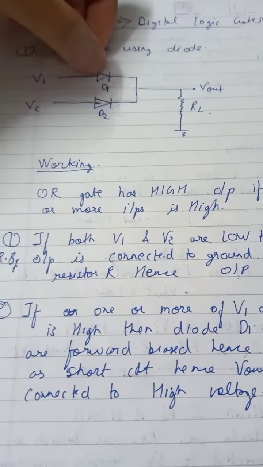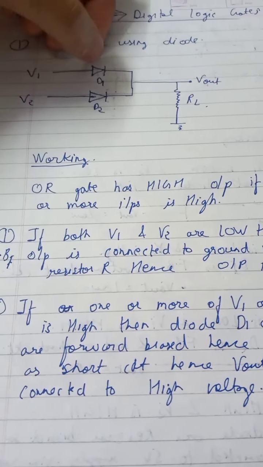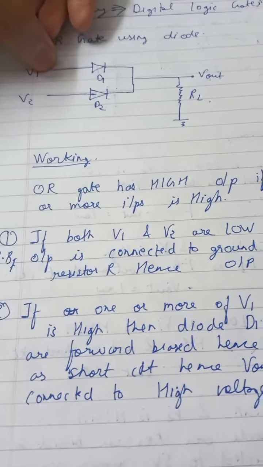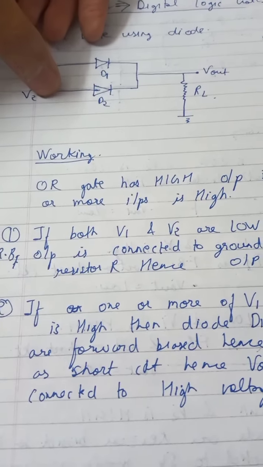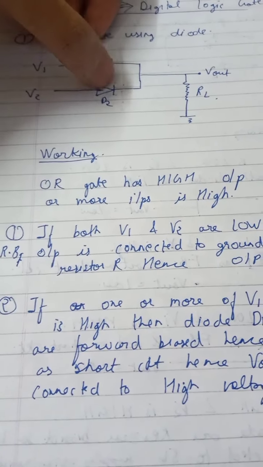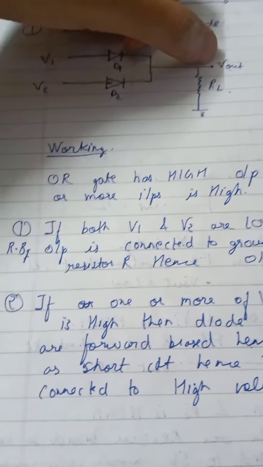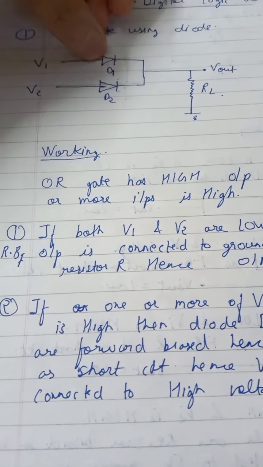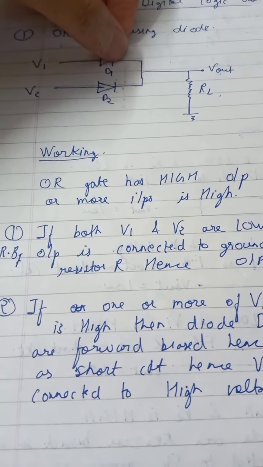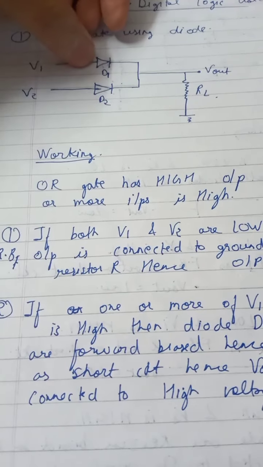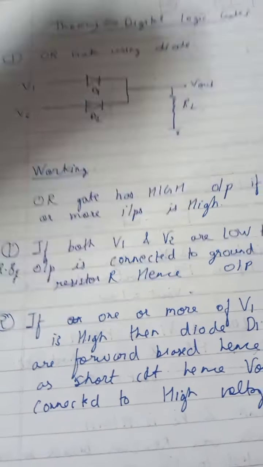And in the fourth case, if both V1 and V2 are logic high, then both V1 and V2 are high voltage. So both D1 and D2 will be forward bias. So again V out will be connected to logic high voltage via these short circuit diodes. So again V out will be high.